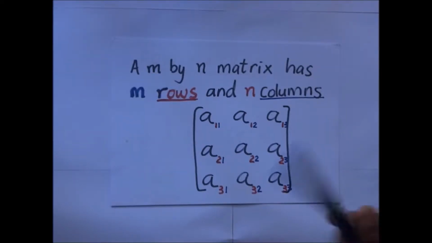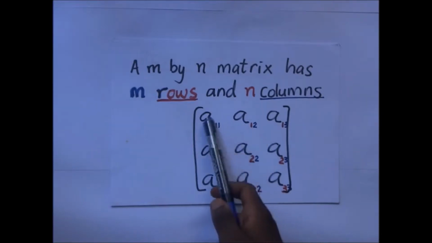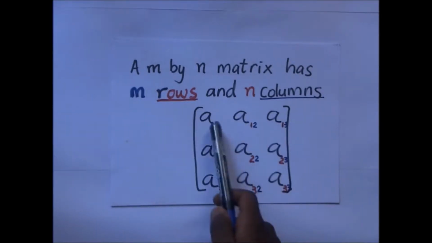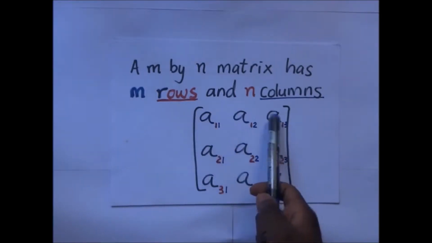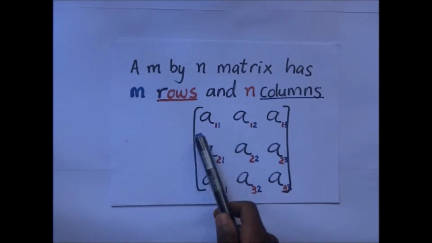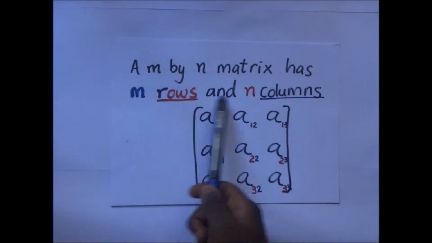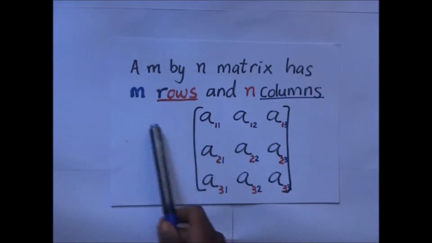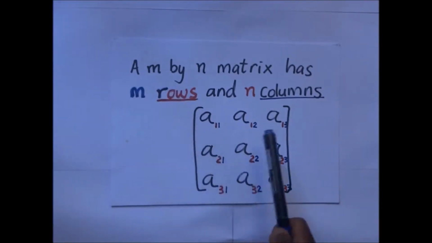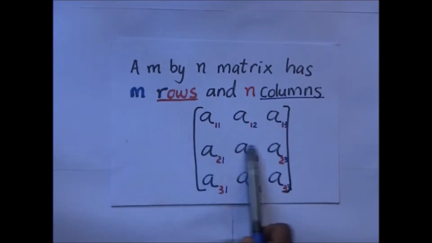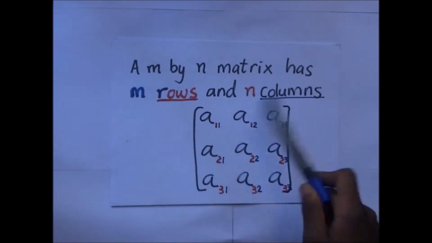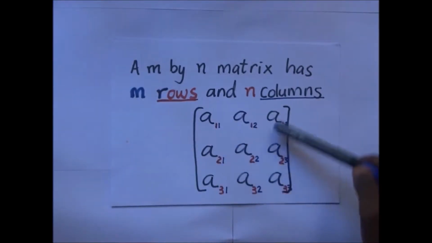So right in front of us, we have elements in a matrix. This is element A, but they are in the form of m rows and n columns. By rows, I mean these are the rows, and then the columns are those ones.